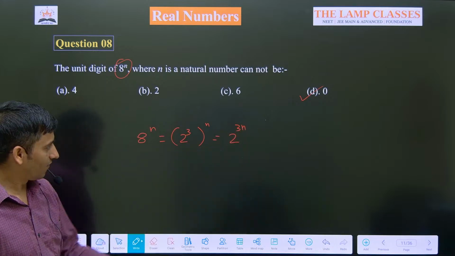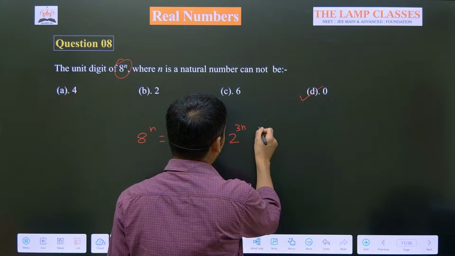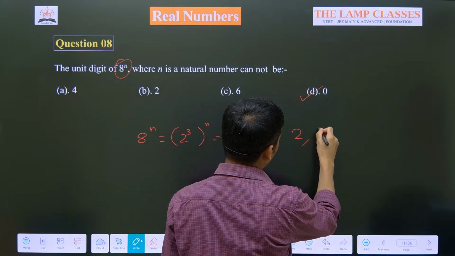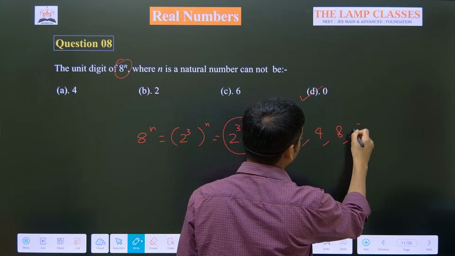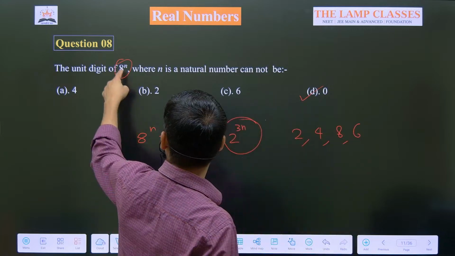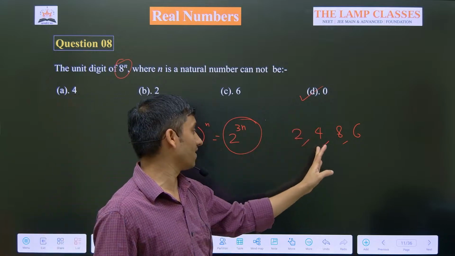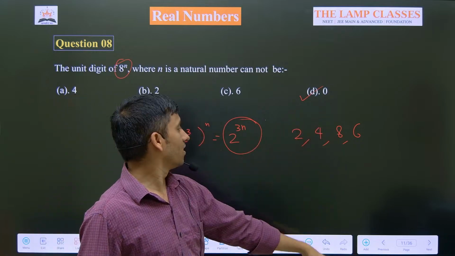There are some other numbers also which it never ends with. In fact, you know that any power of 2 either ends with 2, 4, 8, or 6. So 8 raised to n will never end with 1. It will never end with 3. It will never end with 5, 6 and 7.